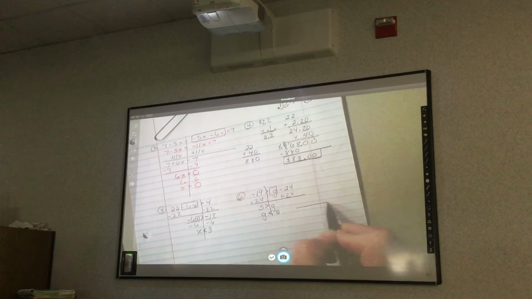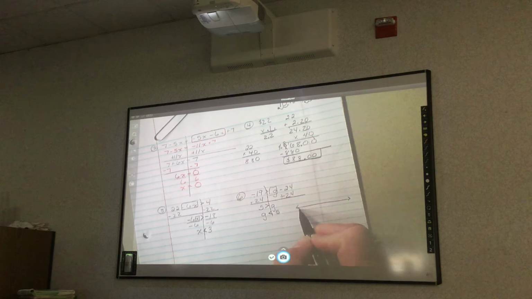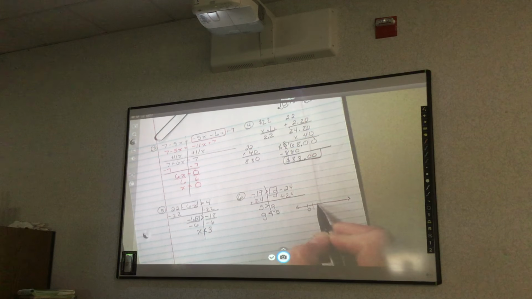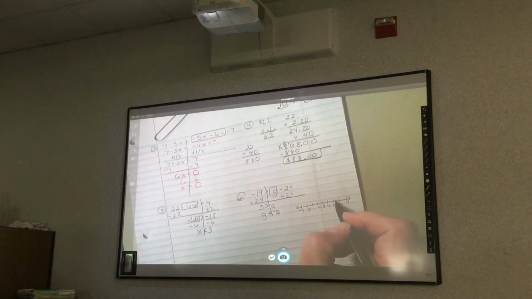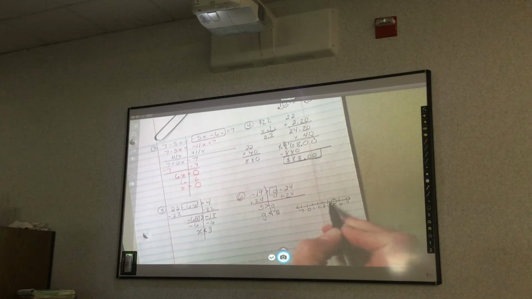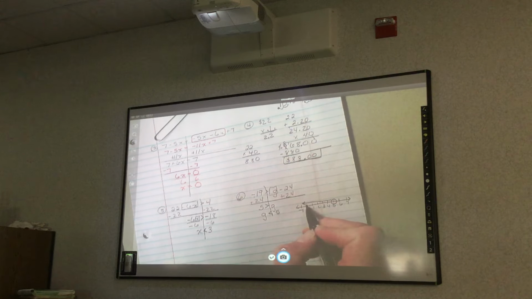It said we had to graph it. So here's our line. 0, 1, 2, 3, 4, 5, 6, 7. And I'd get a negative 1 in there. And g is less than 5. So it is an open circle and pointing to the left.